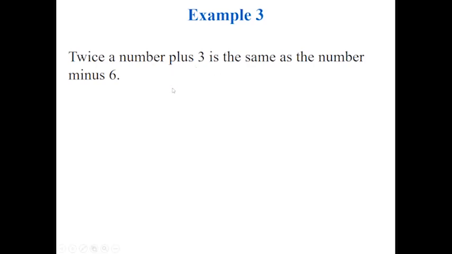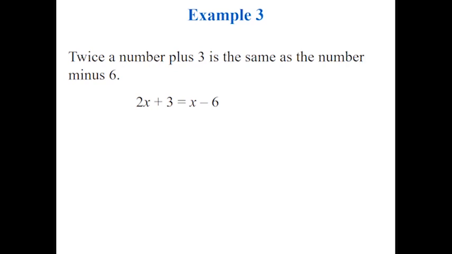In example 3, we have twice a number plus 3 is the same as the number minus 6. Twice a number plus 3 is 2x plus 3. "Is the same as" is telling us equals. Equals means is the same as. The number minus 6 would be x minus 6. So if we put that all together, twice a number plus 3 is the same as the number minus 6: 2x plus 3 equals x minus 6.